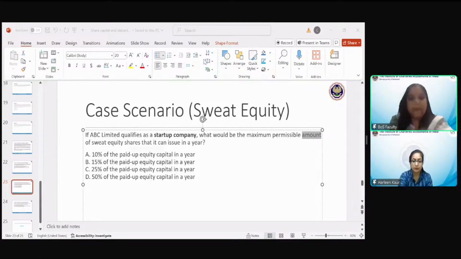In case of a descriptive question, what would you have done? You would have written as per section 54, in case of a startup company, the limit is this.